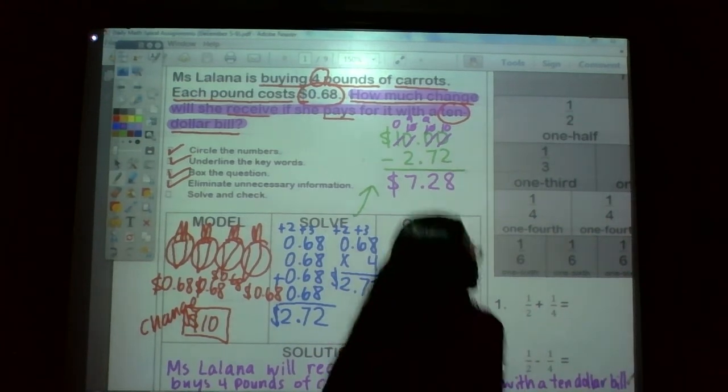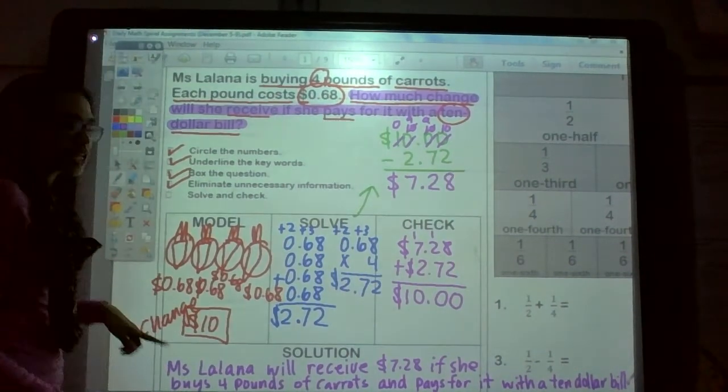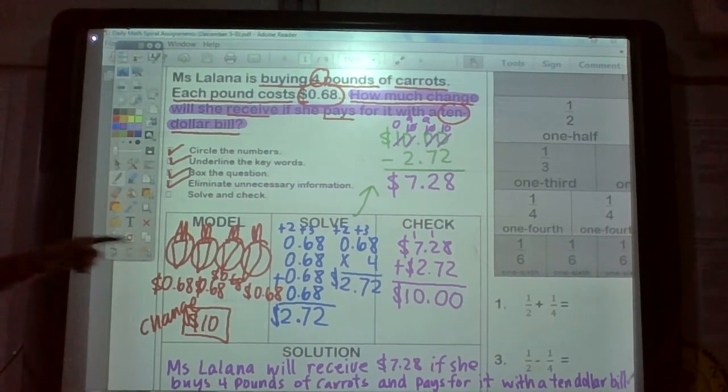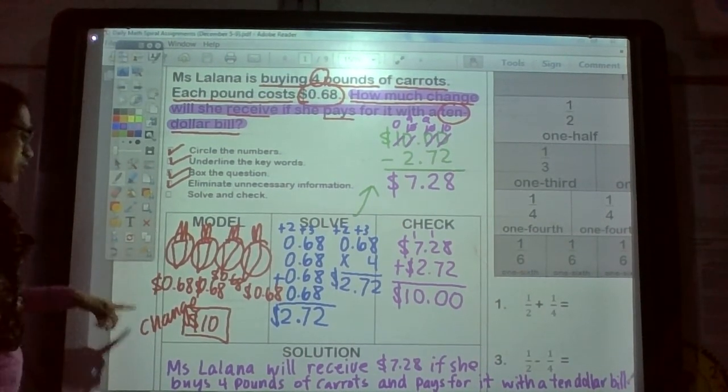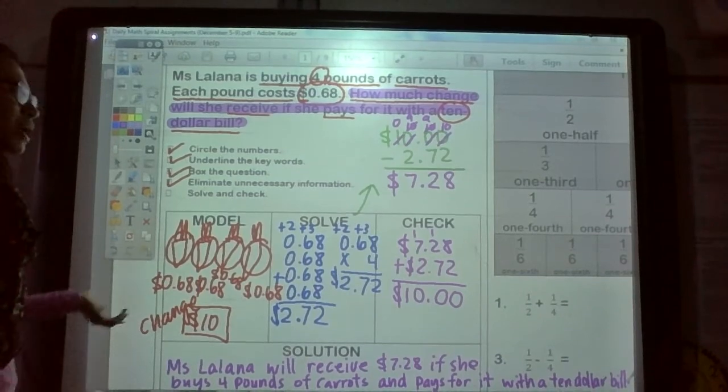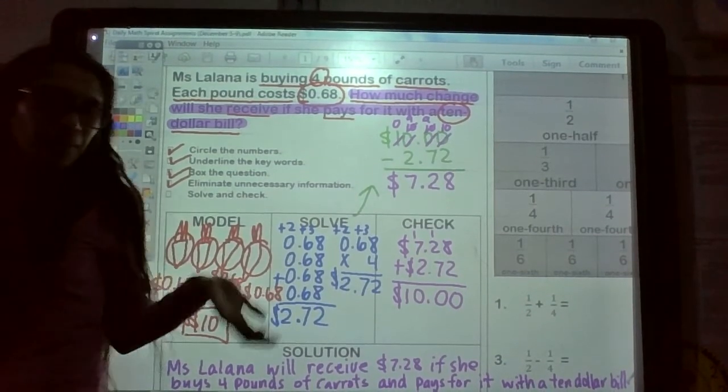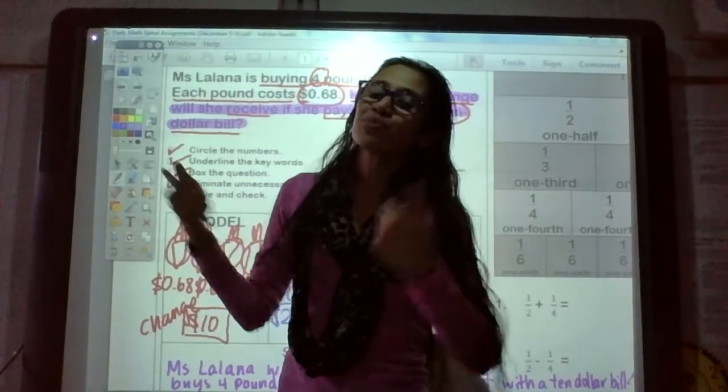Bam. Period at the end. All right, uppercase at the front. It says, Miss Alana will receive $7.28 if she buys 4 pounds of carrots and pays for it with a $10 bill. Bam. We are done with this problem.